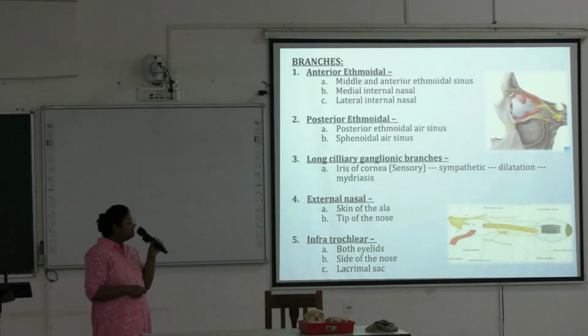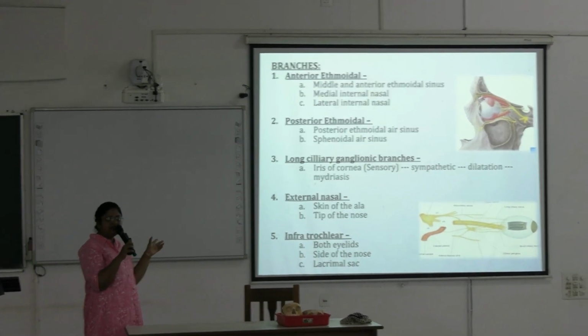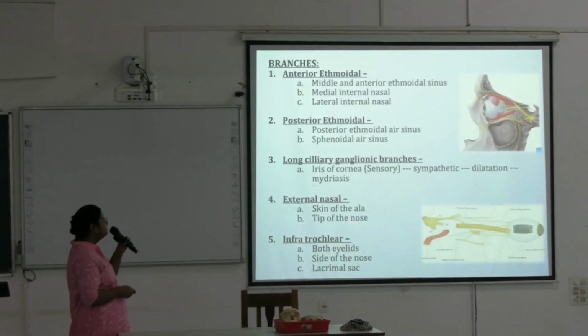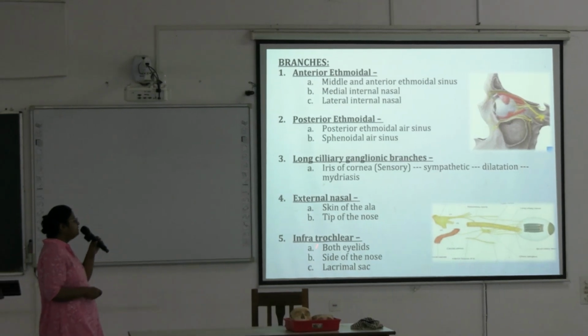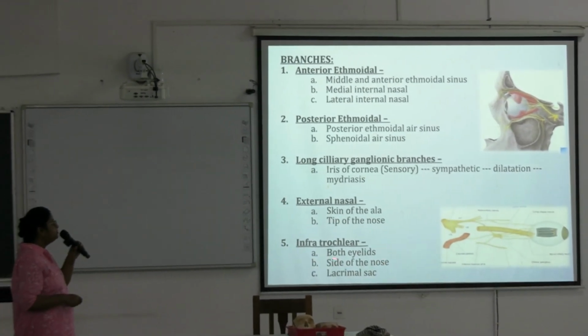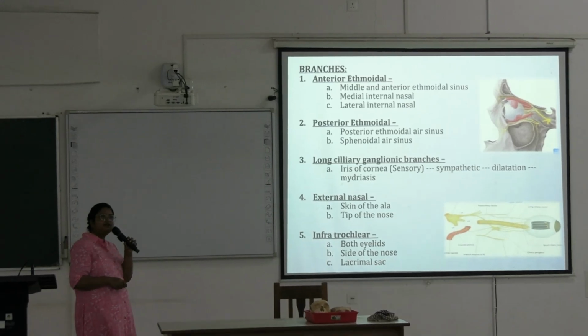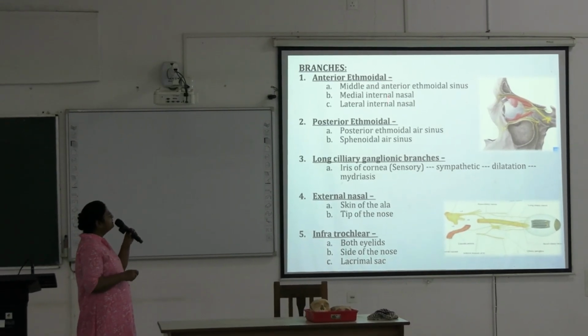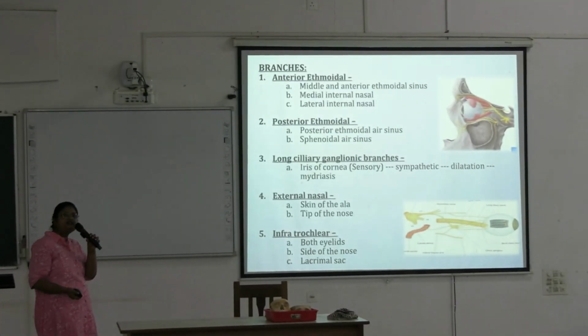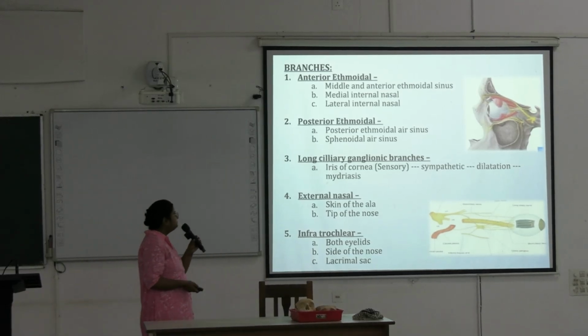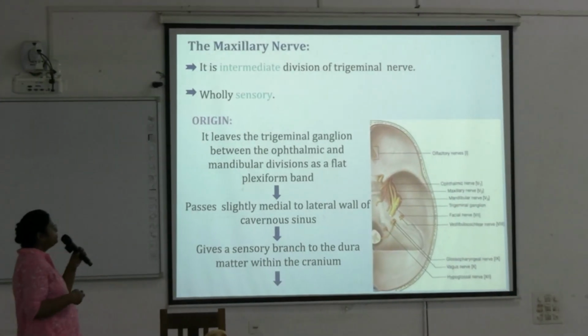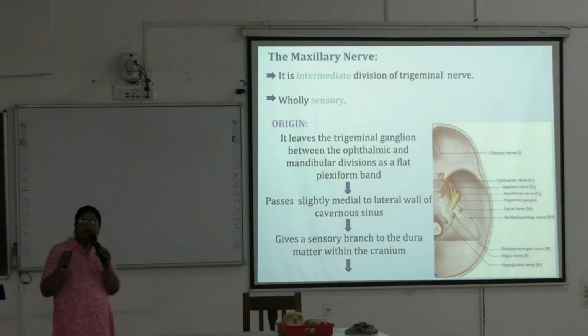Okay. External nasal you will see during the face dissection. Supplies the skin of the ala, tip of nose. And infratrochlear supplies both the eyelids, side of the nose and lacrimal sac. So these are the different branches of nasociliary and their supplying area. Next, so we have completed the ophthalmic division.